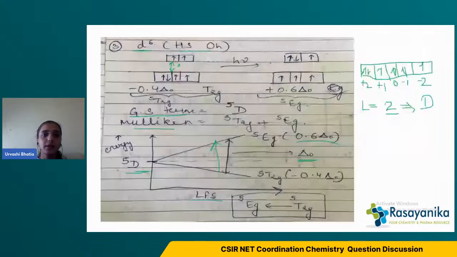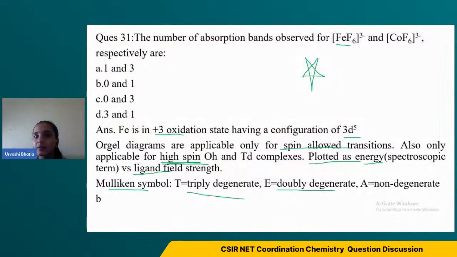Okay, so the number of absorption bands observed for this d5 and this one, your d6, respectively are 0 and 1. Okay, no peak for the first one and one peak for the second one. So it is very important that you do the Orgel diagrams for every configuration. You should know, for the d2, d7, d3, all of them. Okay, how the transitions are taking place and how do we calculate the Δo.